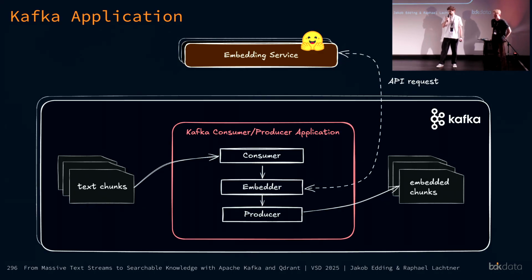As I said, there's a lot to it, and a pretty important point here is that we can scale both services independently. So if there is high demand, we can scale up either the embedding service or the Kafka application, and if there's low demand, we can save on cost and scale them down just as to meet demand.